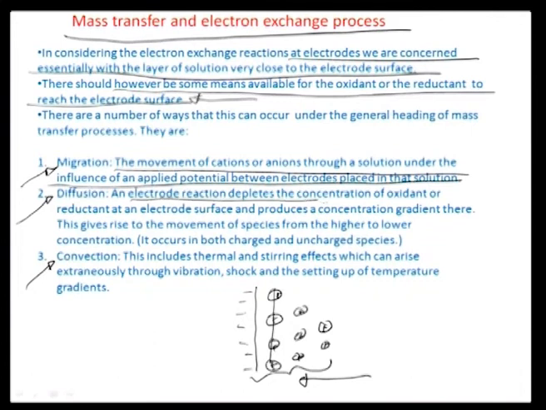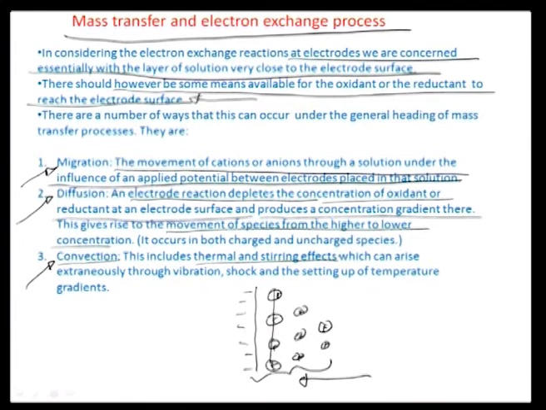And then you have, of course, the electrode reaction which depletes the concentration of the oxidant or the reductant at an electrode surface and produces a gradient therein. So this gives rise to the movement of species from higher to lower concentration. It occurs in both charged and uncharged species. And then of course we have convection, which relates to thermal or stirring effects of the solution, and can arise extraneously through vibrations, shock, and setting up of temperature gradients.